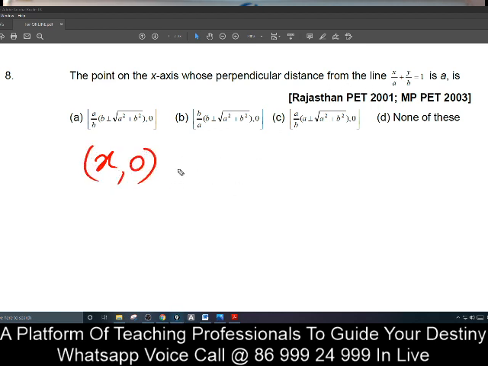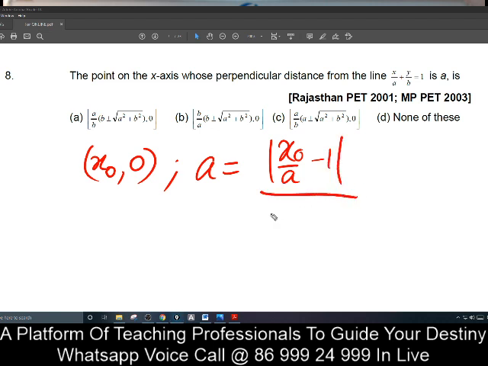Now, write the perpendicular distance please. It is given to be a. Apply the perpendicular distance formula, modulus of x by a. To avoid any confusion, take it as x naught, otherwise you may be getting confused if both are x. That is why I changed it as x naught. I need x naught now. Modulus of x naught by a minus 1 divided by root over 1 by a square plus 1 by b square.